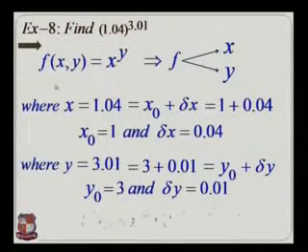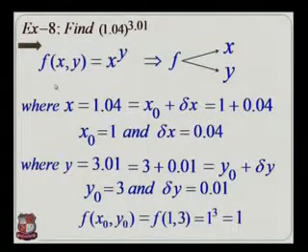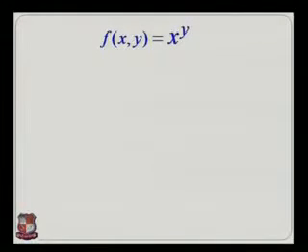So, if we find the function value at the point (x0, y0), f(1, 3), the value of x is 1 and the value of y is 3, so 1 raised to 3 by the function is equal to 1. So, the function value at the point (1, 3) is 1. Now, we find the change in f.